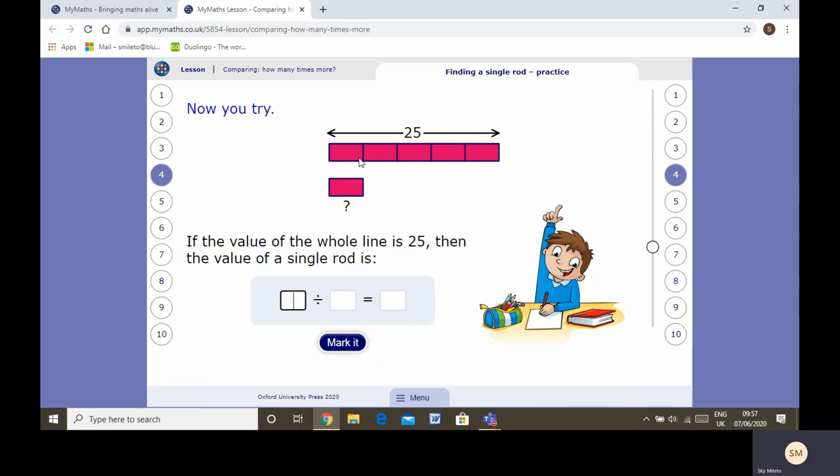One more. We've got 25 as our total line. Okay, we're looking for 1, 25, 1, 2, 3, 4, 5. Okay, we're split into 5, so we need to divide 25 by 5, and 25 divided by 5 is 5. I'm not going to do the last one, you can if you want to.